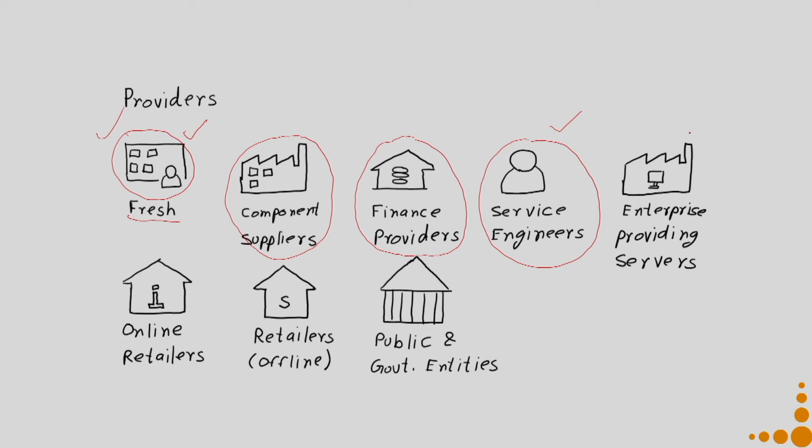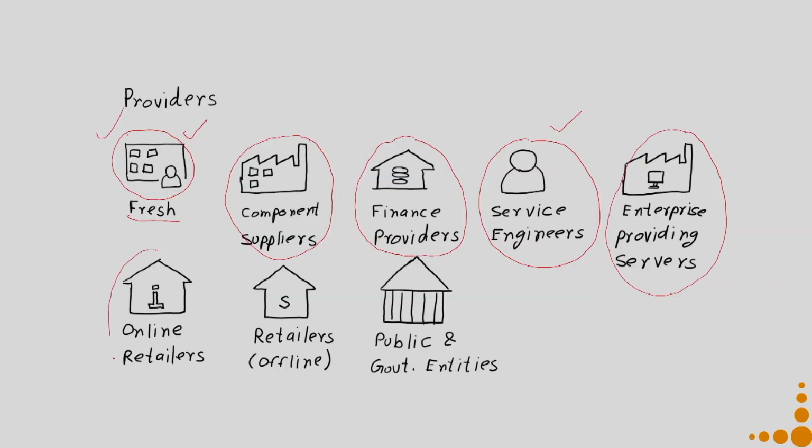Then I talk about my enterprise providing servers, because I am going to have a call center and I might be having some IT related things. Say my water purifier is a smart purifier. So, I will need some enterprise server providers who help to run those smart devices. I might also be selling my product right now through online retailers, so they are also part of the provider list. I might also be selling through offline retailers. I might also have some wholesalers in between. So, I have to make those icons also.